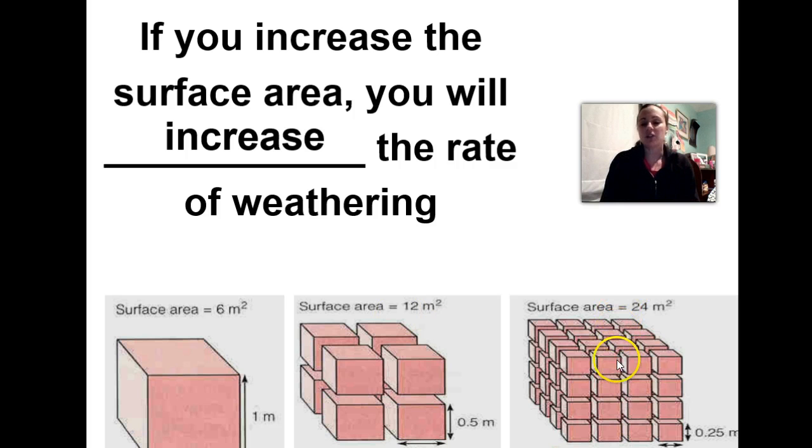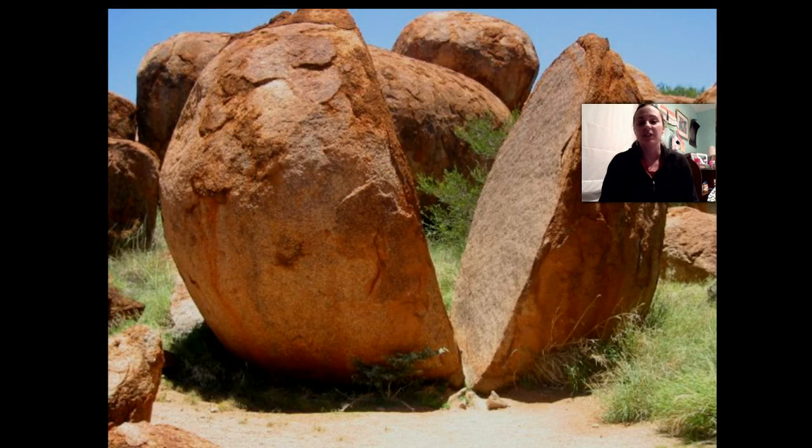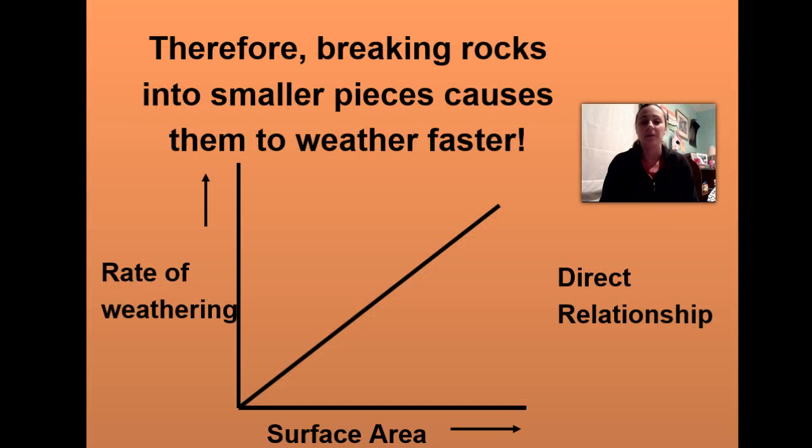Here in the last picture, there's even more surface area. More of these little surfaces are exposed to any element that could cause this rock to break down further. So the more surface area, the faster the rock could break down. Here's another really cool picture of weathering that has occurred physically to this rock. It just literally split it in two.